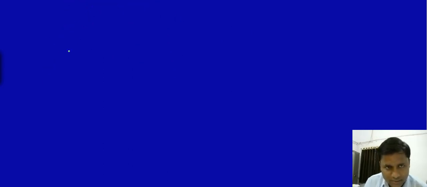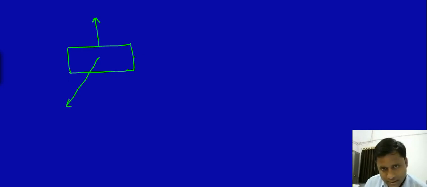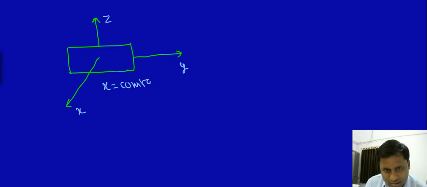Let us suppose this is the plane, and here I am drawing a system like this. This is z, this is y, this is x. So this plane which is perpendicular to the xy plane, we know, is called x equals constant, because x is constant everywhere.